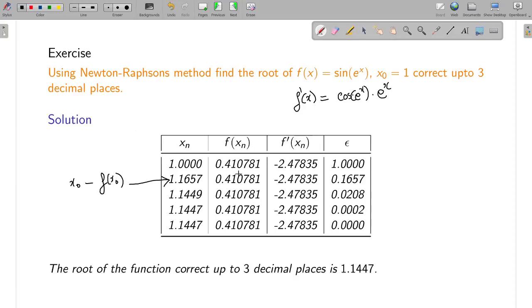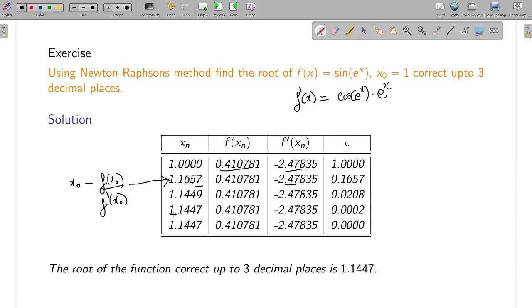Okay, f of x naught is what? This, divided by f prime at x naught, which is this value. Okay, you compute this, you get your next value, and then you can find the value of f at this point, the derivative of f at this point, and you can compute your epsilon values also. Okay, what will be the epsilon value? It will be nothing but this minus this.